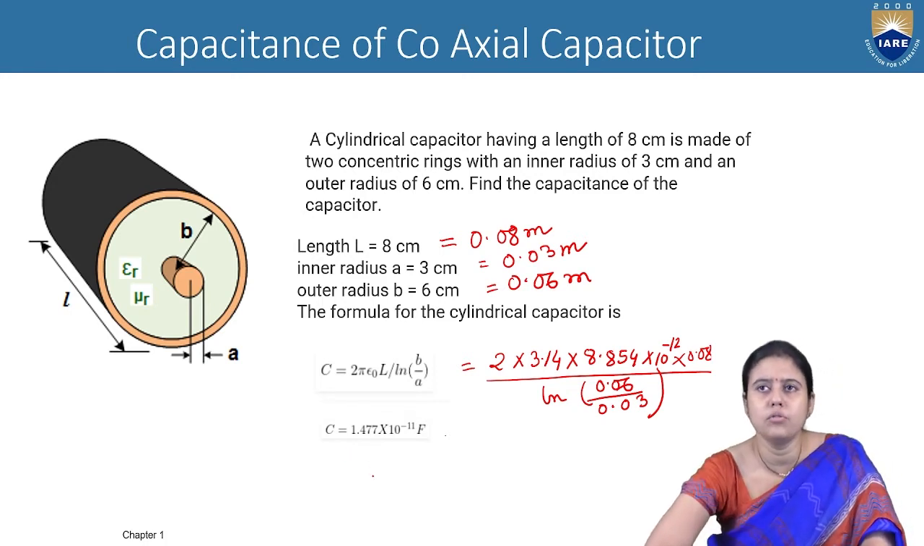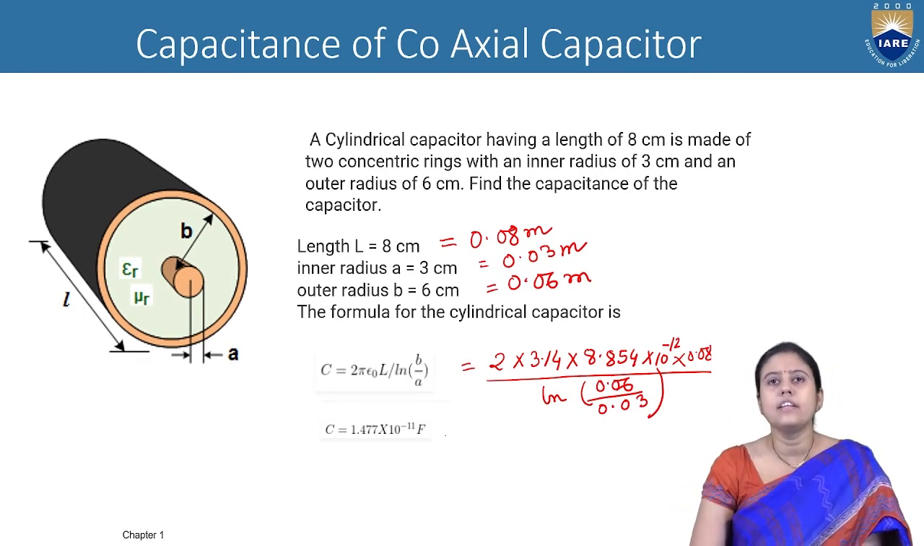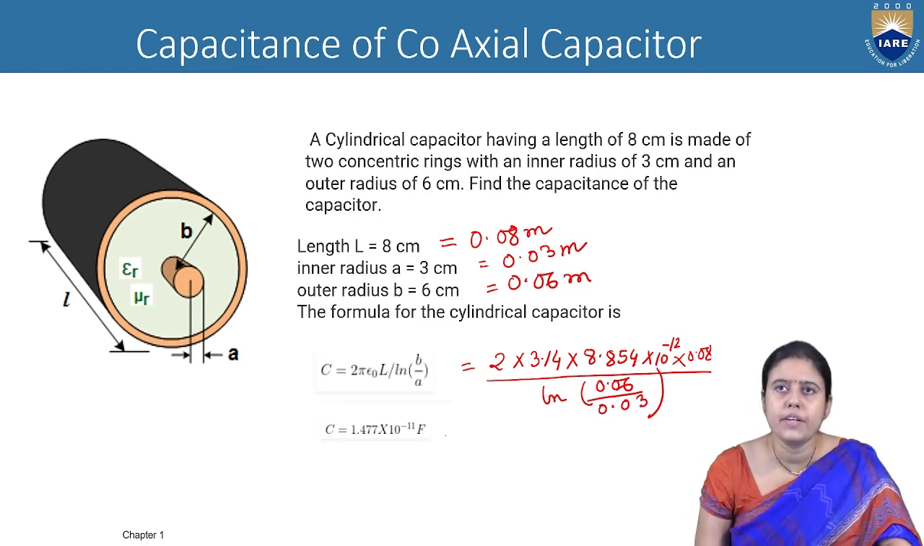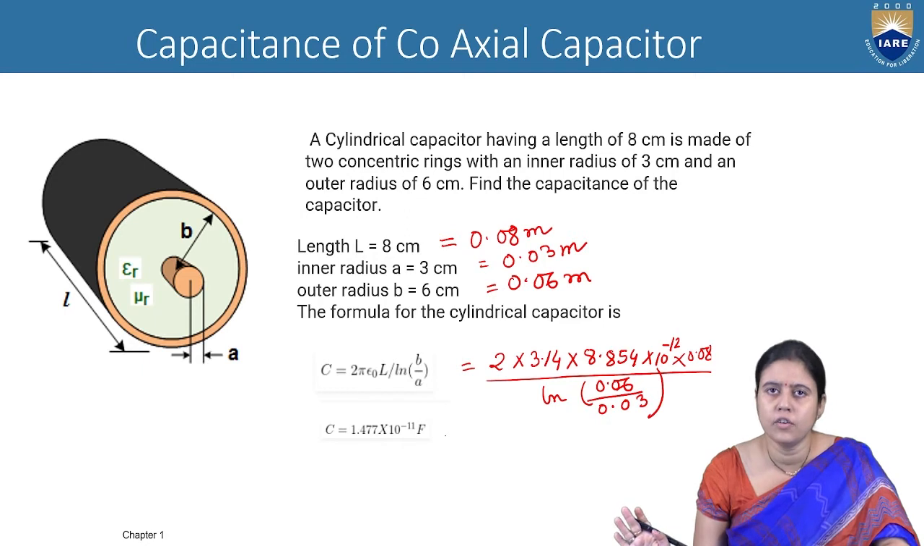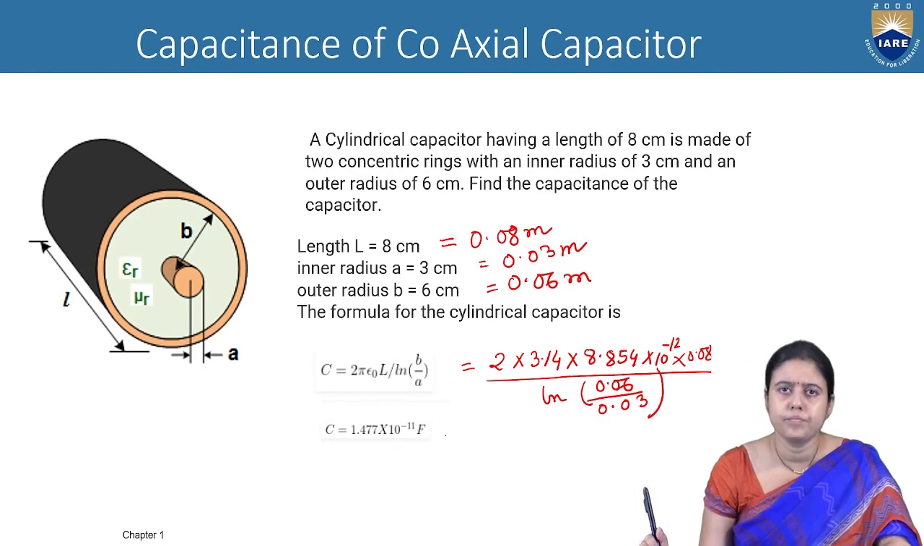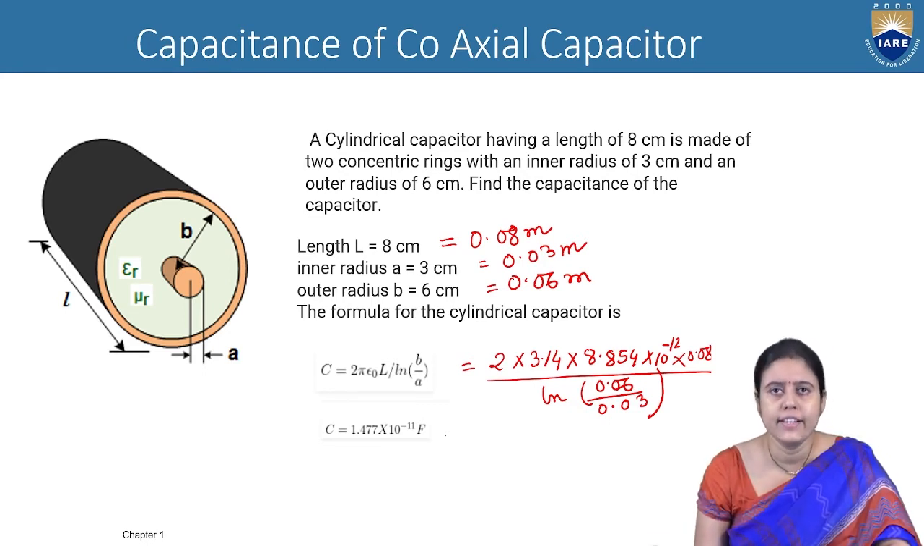So we will get the value of the capacitance as 1.477 into 10 to the power minus 11 farad, or we can write it as 0.144 microfarad. So this is the capacitance of the coaxial cable. The only thing we have to remember is that all the units must be in meter, in SI format.